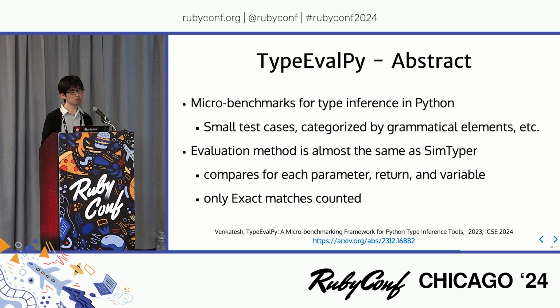Now, let's turn to previous studies in other languages. TypeEvalPy is a micro-benchmark for type inference in Python. As the name micro-benchmark suggests, this tool covers small test cases categorized by grammatical element and other factors. The evaluation method is similar to the SimTyper evaluation. It compares expected and inferred types for each parameter, return value, and variable. However, it covers only exact matches.